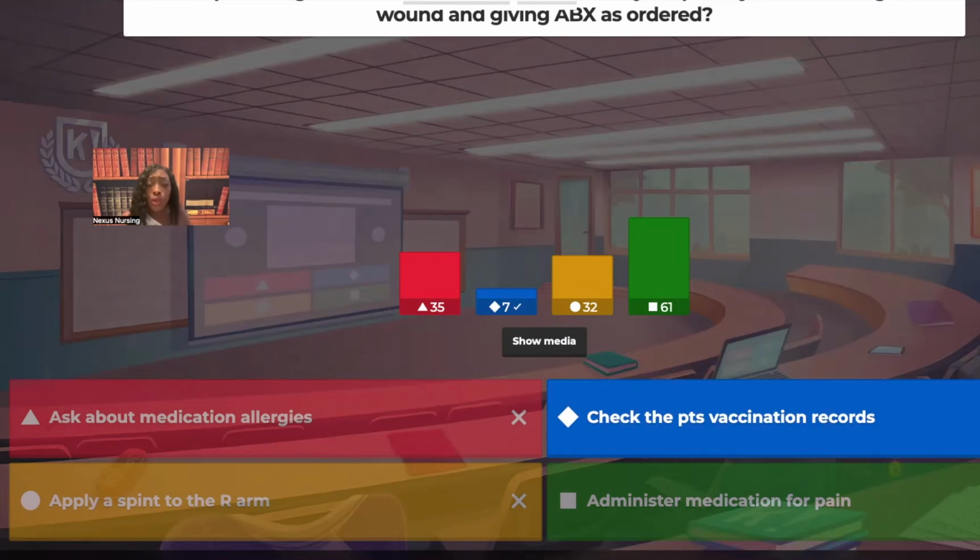The correct answer is the one that only 7 of you guys chose. Check the patient's vaccination records. Now, you guys on the live, tell me why we're checking the vaccination record. I'm looking for something specific. Does anyone know why we're checking the vaccination record? Thank you. UN says tetanus. Tetanus. Because if the patient has a gunshot wound, that is something that permeated that patient's body that has some type of metal, right? We want to make sure when's the last time they had a tetanus shot.